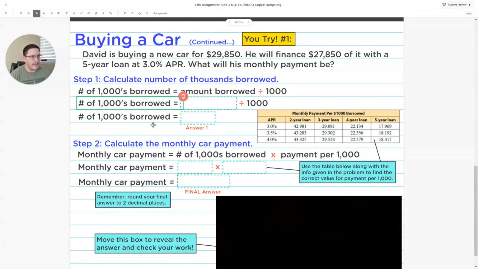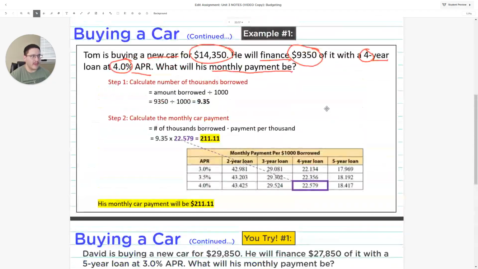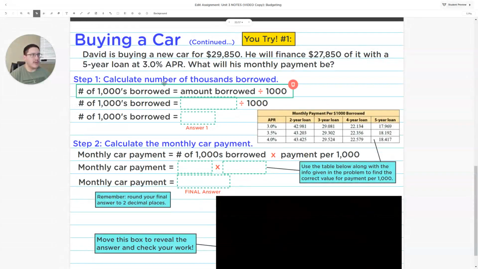You try number 1. David is buying a new car for $29,850. He will finance $27,850 of it with a 5-year loan at 3% APR. What will his monthly payment be? So again, similar to what we did in the previous problem, you need to calculate the number of thousands borrowed and then calculate the monthly car payment based on the amortization table given right here.